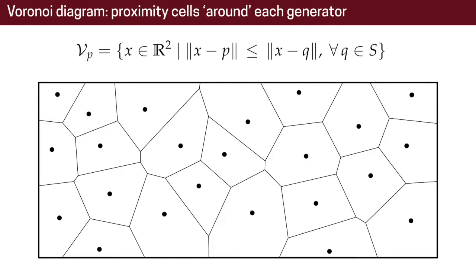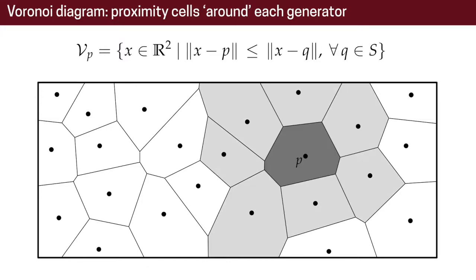that is closer to the point generating the cell, so the point in the middle, let's say, than to any other points. So if you look at the point P, for example, here, we can say that all the points, so all the XY locations that are within the cell that is around the point P, are closer to P than to any other points.